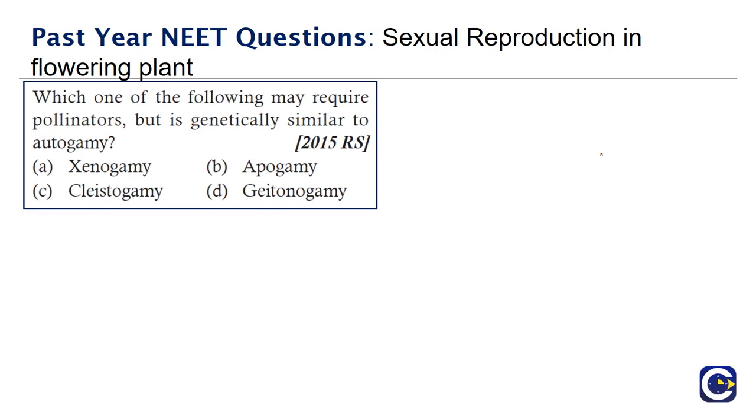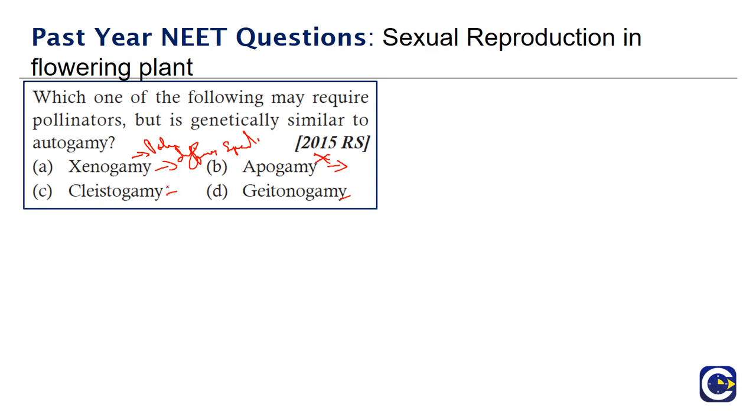Which one of the following may require pollinators but is genetically similar to autogamy? Xenogamy, apogamy, cleistogamy and geitonogamy. So xenogamy is the pollination or fertilization that occurs between different species of flowering plants. Apogamy, there is no fertilization at all. So no fertilization occurs, but there is the formation of an embryo, and the further processes are the same as in sexual reproduction.